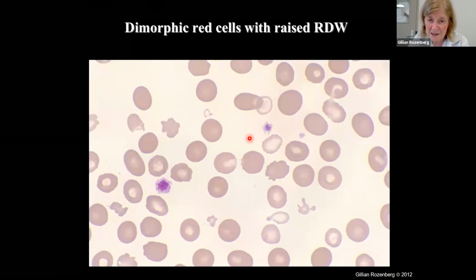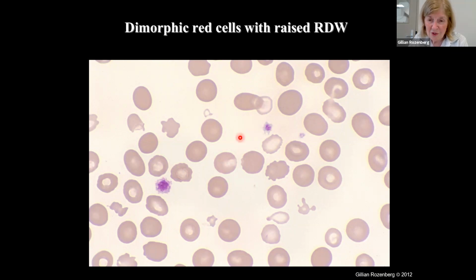So this is a really nice image to show you just the variation in the red cell size. You can see that there are some very large macrocytes around, and then some smaller microcytes. Okay, so this means that the red cell distribution width is actually very high.